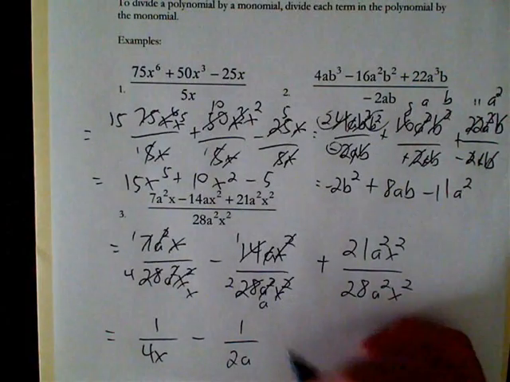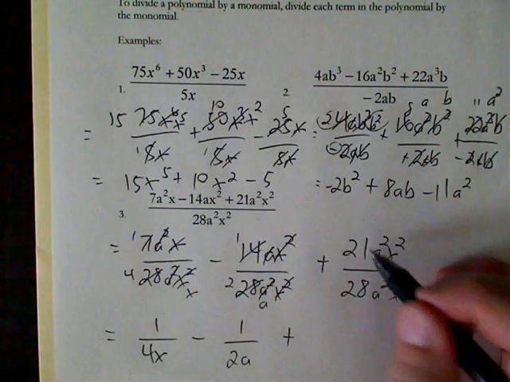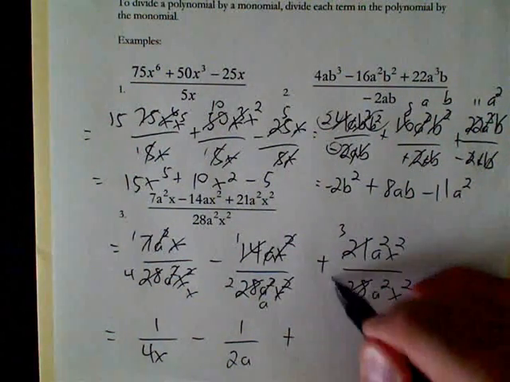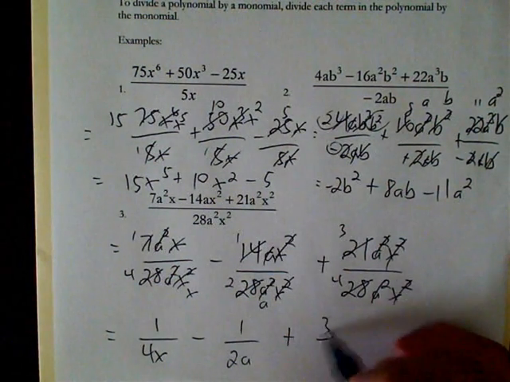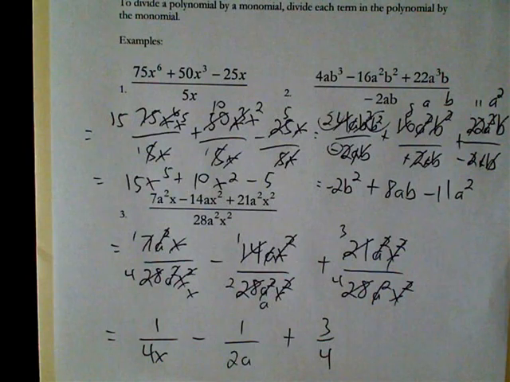And then this last fraction, so what goes in both 21 and 28? That would be a 7. 7 goes in 21 3 times, 7 goes in 28 4 times. A squares cancel, x squares cancel, leaving 3 over 4. And that's how we divide polynomials by a monomial.